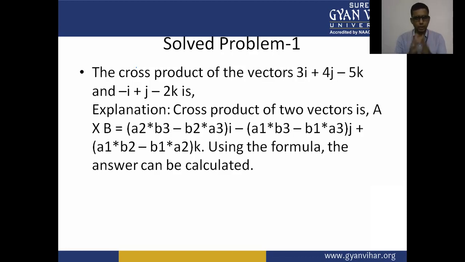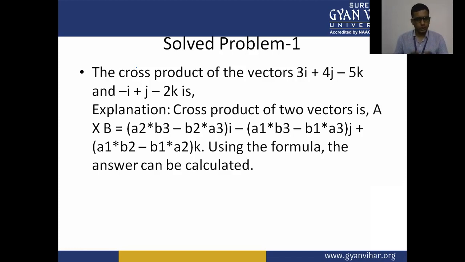Explanation. The cross product of the two vectors is a cross b. So, (a2 b3 minus b2 a3) is the i component, minus (a1 b3 minus b1 a3) is the j component, plus (a1 b2 minus b1 a2) is the k component. Using this formula, the answer can be calculated.